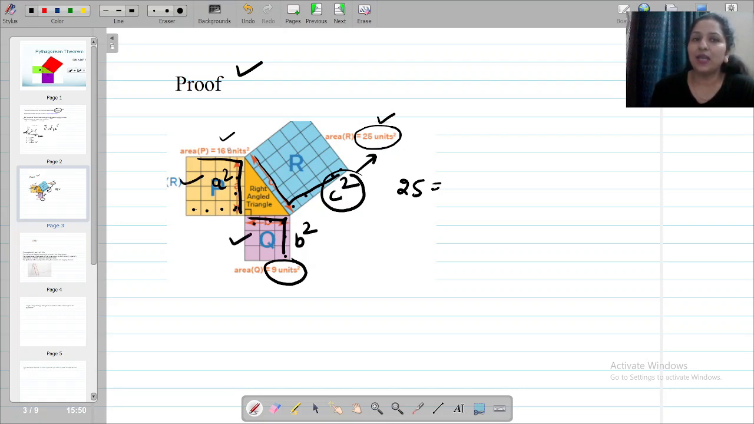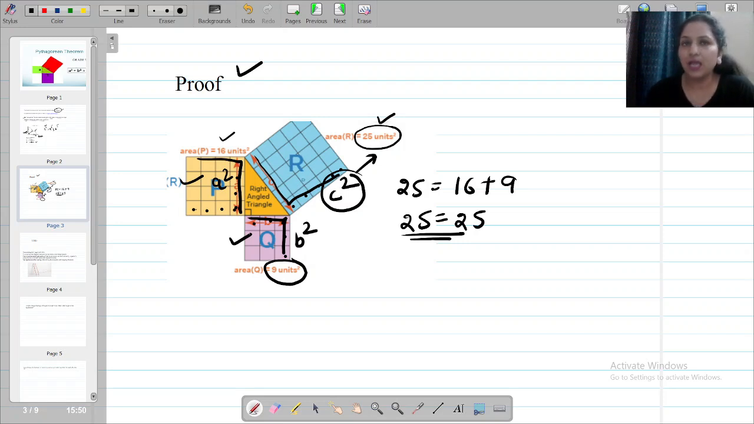What is A square here? 16. And what is the B square given? It is equal to 9. 16 plus 9. Wow, that is coming 25. Both the sides are coming 25 only. That means it is true. So this is the proof of Pythagoras theorem.